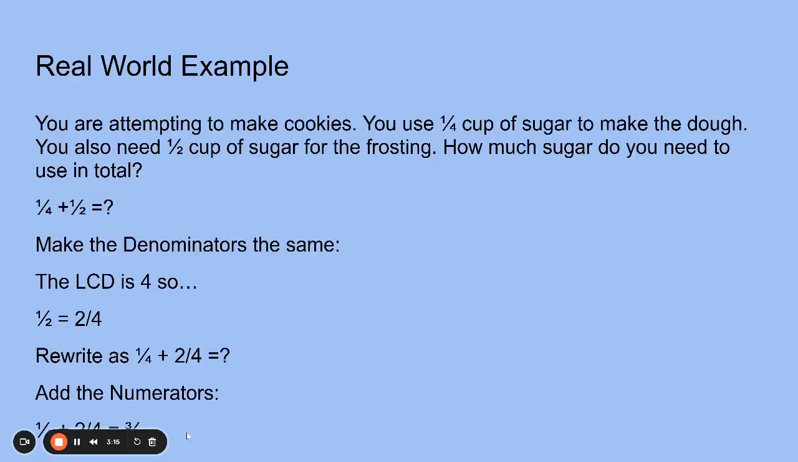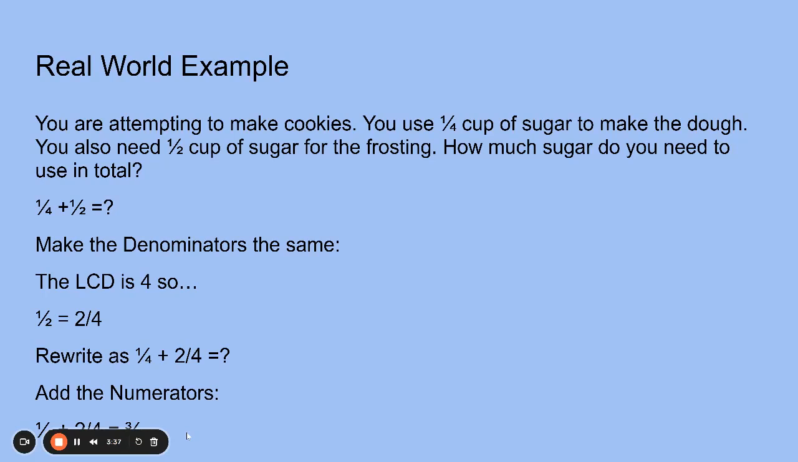Here's a real-world example of adding fractions. You are attempting to make cookies. You use 1/4 cup of sugar to make the dough. You also need a half cup of sugar for the frosting. How much sugar do you need to use in total? So 1/4 plus 1/2 equals what?